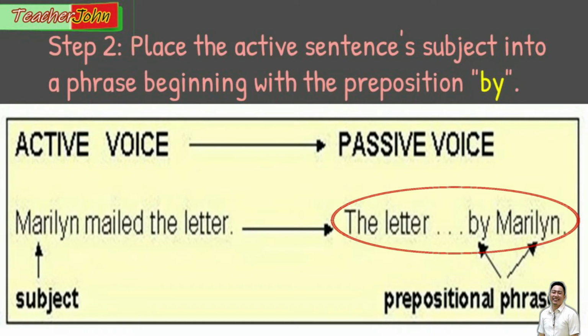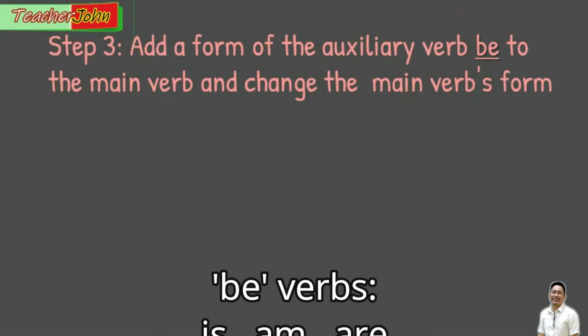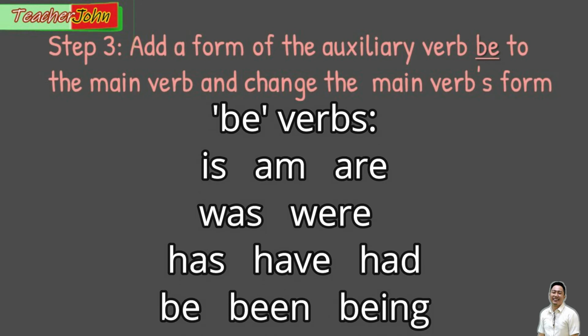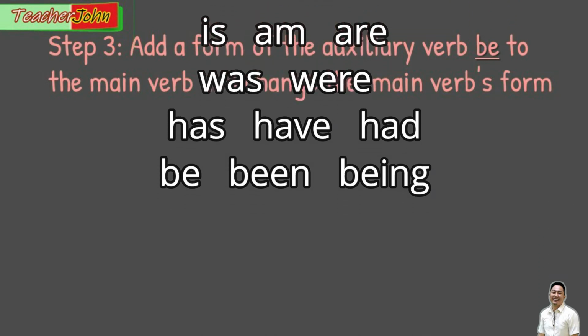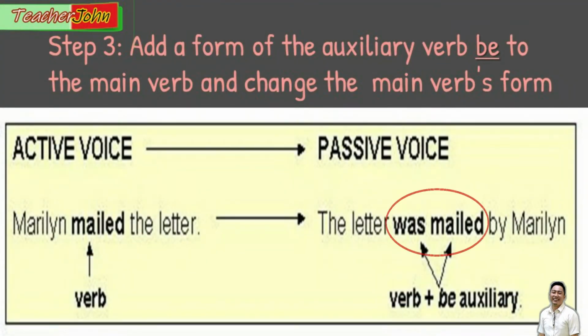Can you guess what is missing in this group of words? Yes, it is the verb. Step 3. Add a form of the auxiliary verb be to the main verb and change the main verb's form. From mailed, it becomes was mailed, and it stays in the middle of the sentence.